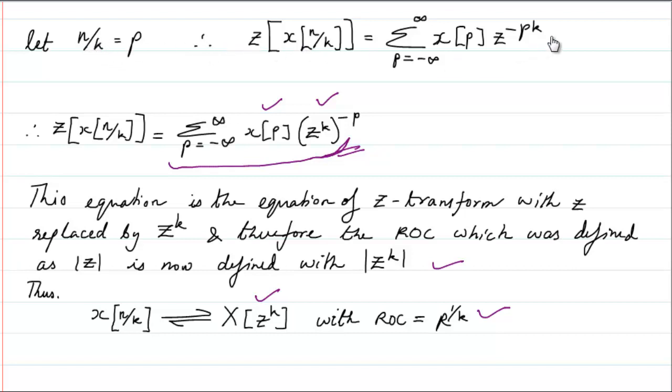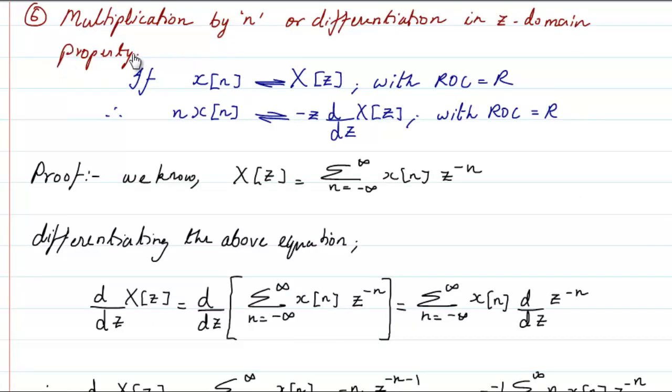Next is the multiplication by n, or differentiation in the z domain property. According to this property, suppose you are having a function x of n whose z transform you already know is X of z, which has some region of convergence R. Then if you are multiplying n with x of n, all you have to do is differentiate X of z with respect to z and multiply with minus z. The ROC remains the same. There is no change in ROC because z is not changing.